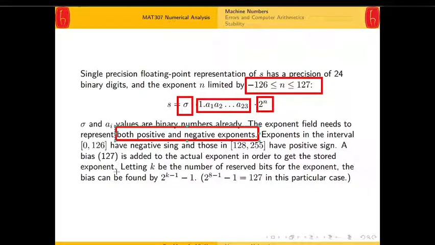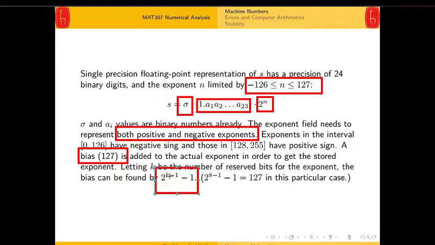So the stored exponent will always be positive. In order to see the actual exponent, we need to subtract 127 from the stored exponent to obtain the actual exponent. Okay, so letting k be the number of reserved bits for the exponent, then the bias given here can be found with this formula.